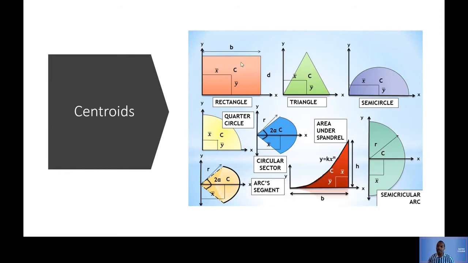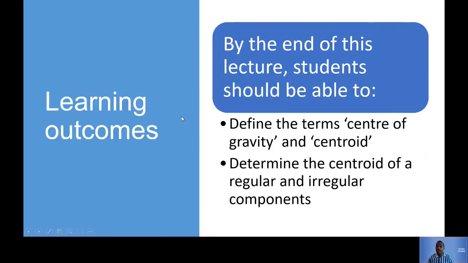Each and every shape has its centroid: triangle, semicircle, quarter of a circle, and all other strange shapes. We'll get to explore their centroids. By the end of this lesson, you should be able to define the terms center of gravity and centroid and know the difference between the two, and also know the similarity.